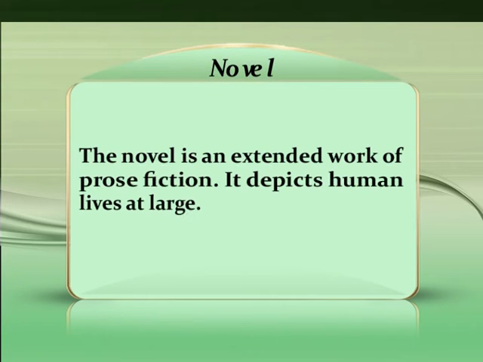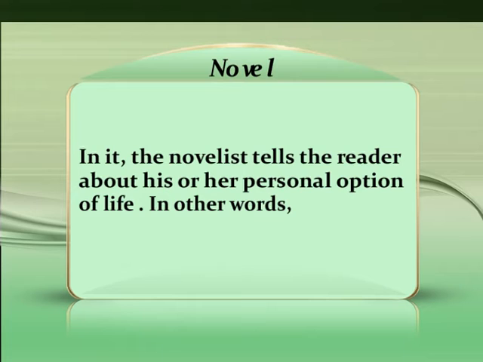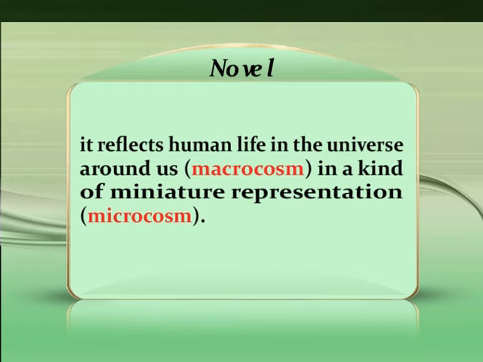So here we look at the third point, which is the novel. The novel is an extended work of prose fiction. It depicts human lives at large, talks about human life from A to Z. In it, the novelist tells the reader about his or her personal view of life. In other words, it reflects human life in the universe around us, that is the macrocosm, which is a very big and large universe, in a kind of miniature representation, that is the microcosm, a small universe.